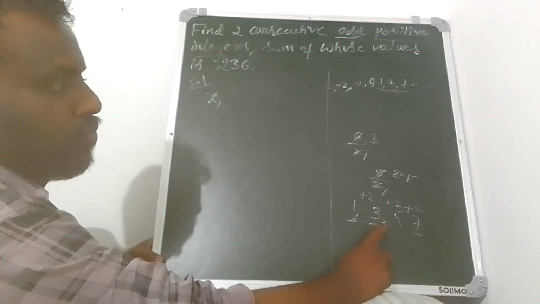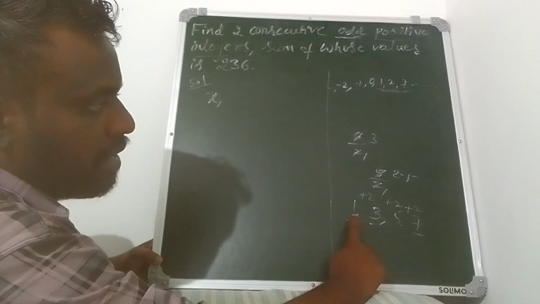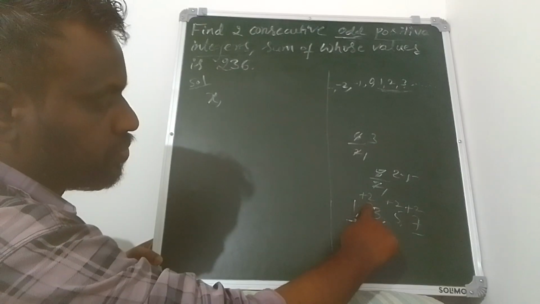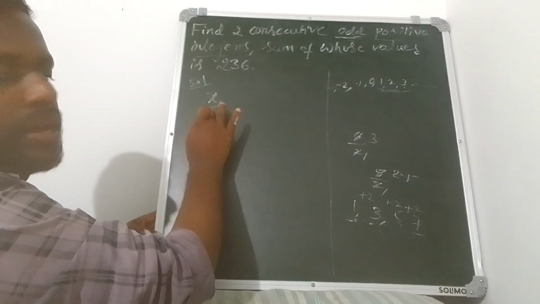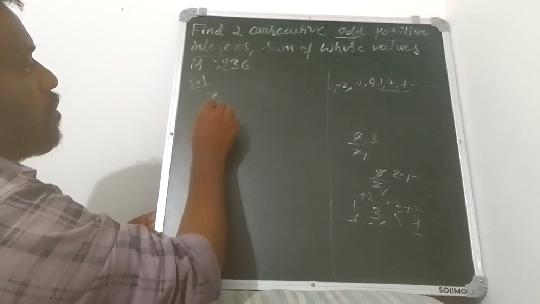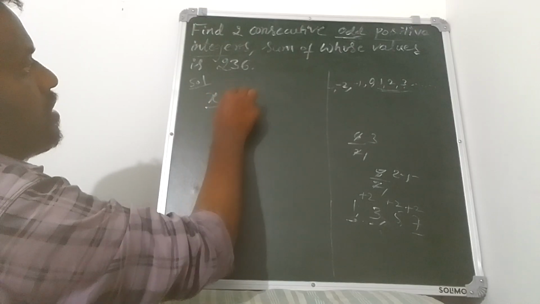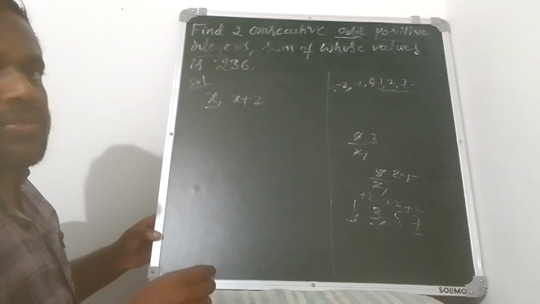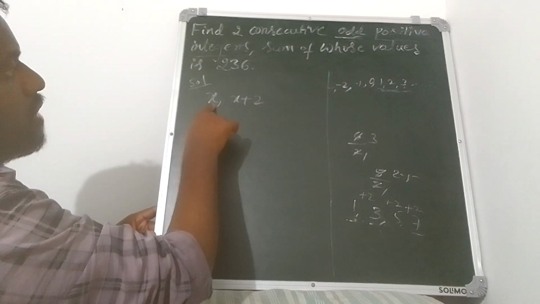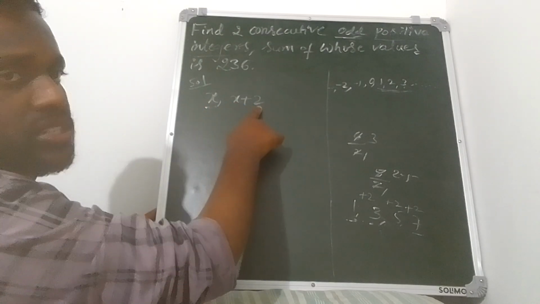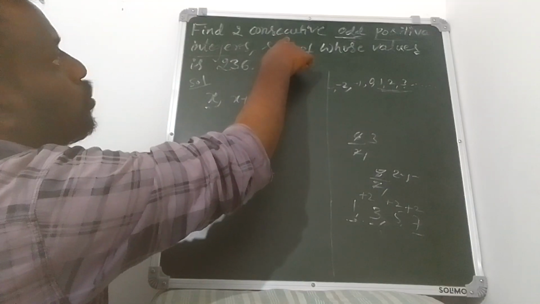Observe here, we get the consecutive number after adding 2 to the first number. Similarly, when you take the first number as x, we have to add plus 2 to this x, that is x plus 2. So when we add plus 2 to this x, we get the next consecutive number.